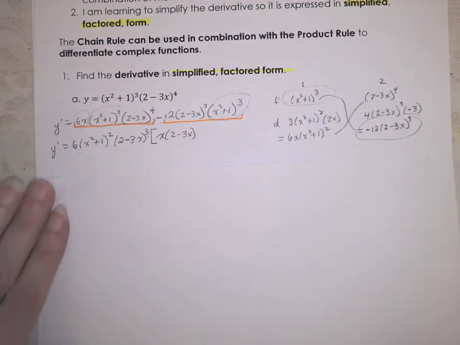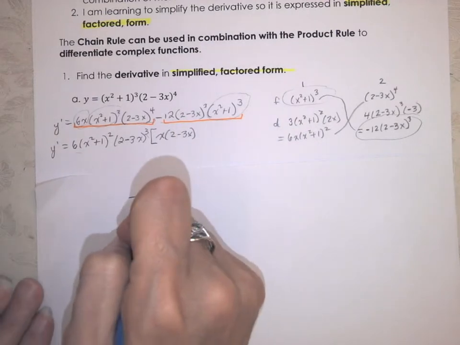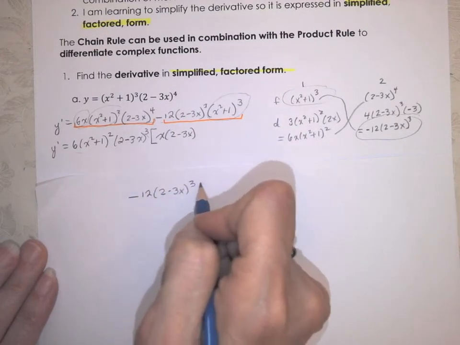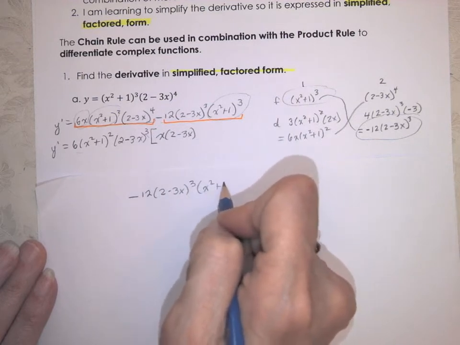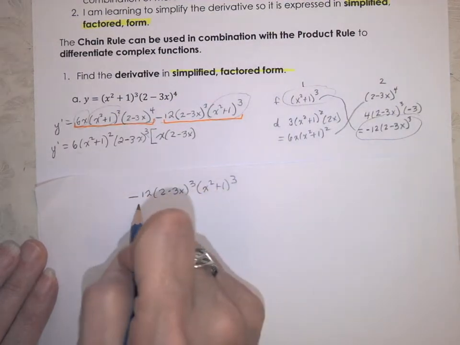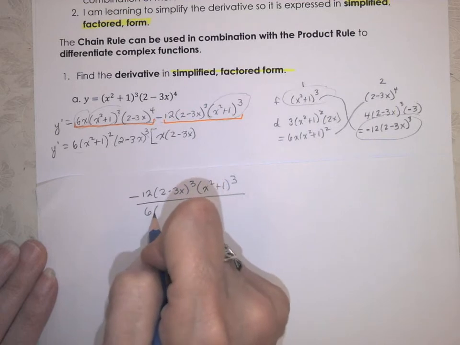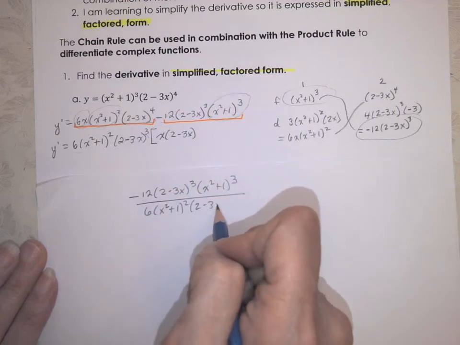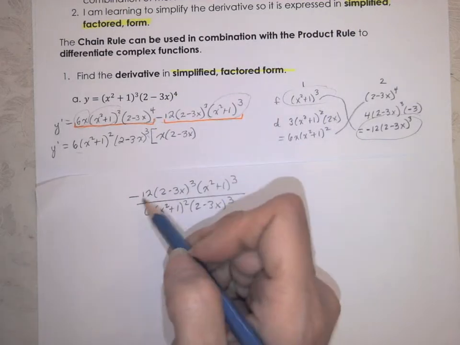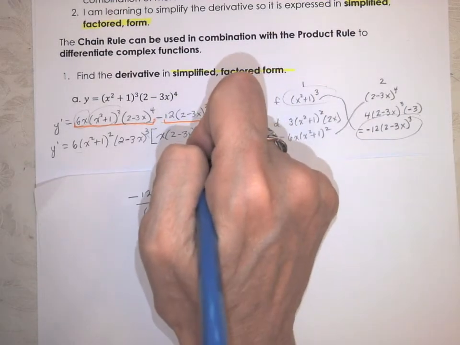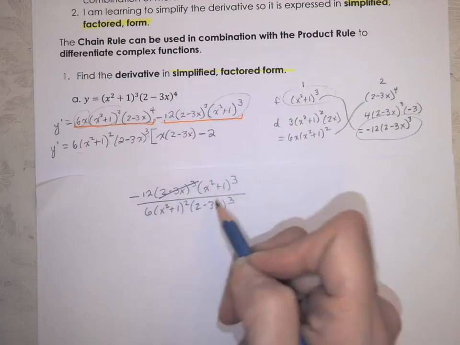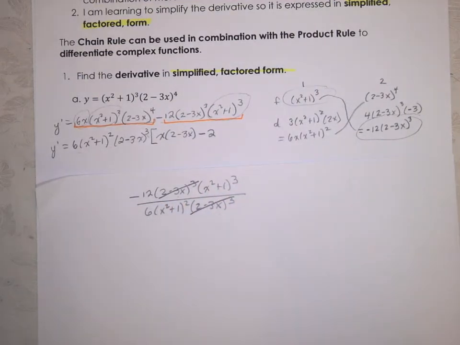Now I'm going to take the second chunk, negative 12 times (2 minus 3x) cubed times (x squared plus 1) cubed, and divide it by the greatest common factor, 6 times (x squared plus 1) squared times (2 minus 3x) cubed. So negative 12 divided by 6 is negative 2. (2 minus 3x) cubed divided by itself gives me 1.